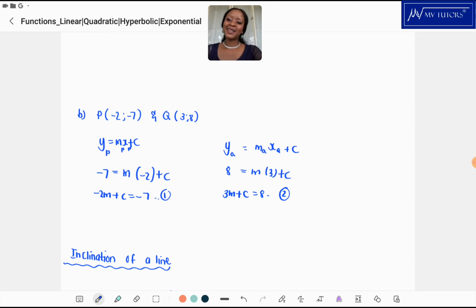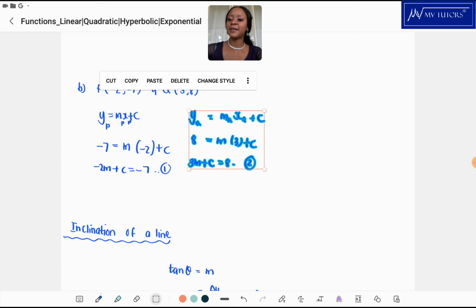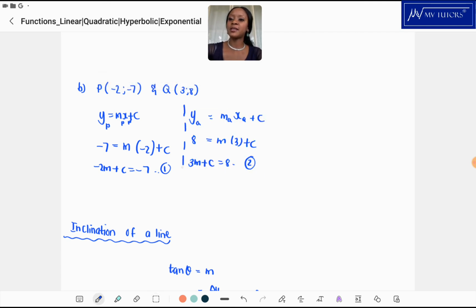So then I need to solve simultaneously. This way is very long. I don't like it already. But like I said, I need to offer two ways of doing this, or many ways of getting the equation, so that you're not stuck. So what I can do is put it in terms of C. I could say C is actually -7 plus 2m. That's my third form.